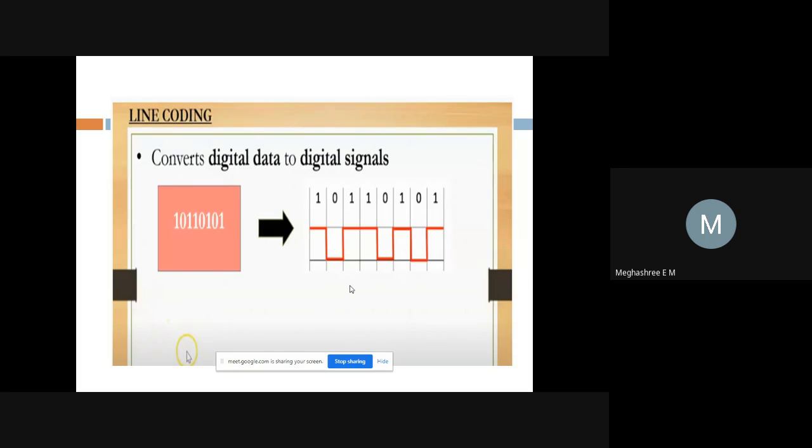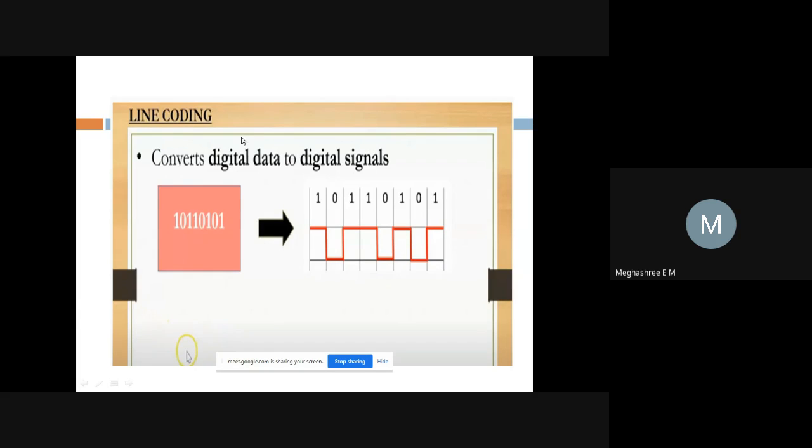The signals can be in the form of analog or digital. So today's topic is converting digital data to digital signals. When I say digital data, what does that mean? It will be zeros and ones, right? When this data needs to be transmitted over the transmission channel, this digital data has to be converted into digital signals. And you know, a digital signal is represented in this form. This is already discussed, right?